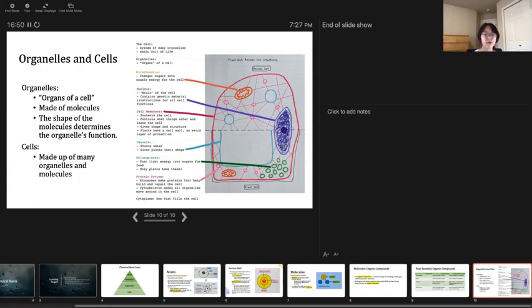On the diagram to the right, you can see some examples of organelles and what they do in the cell. And lastly, on our size scale, we have the actual cell, which is the biggest of all of them. A cell is a system made out of many organelles and molecules. As you can see in the diagram to the right, there are a lot of organelles that go into a cell.